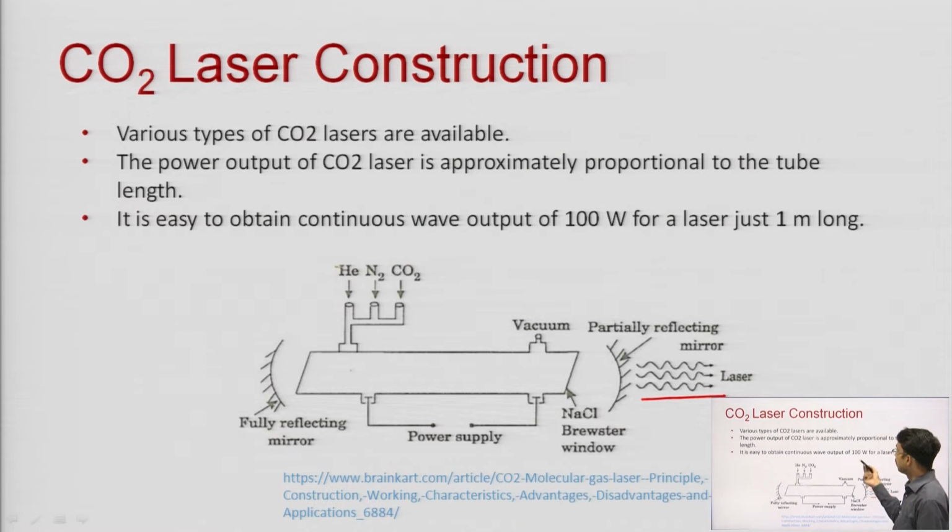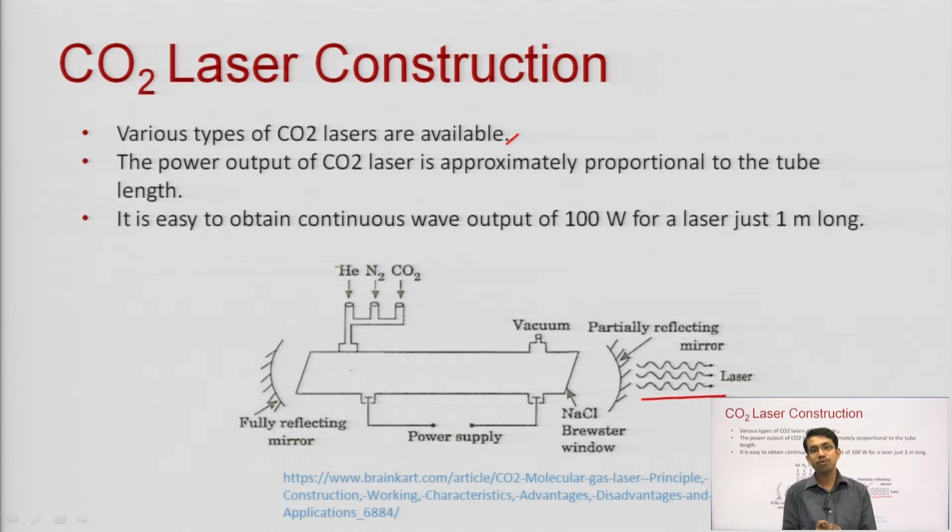Okay. Various types of CO2 lasers are available. The power output of CO2 laser is approximately proportional to the tube length. So, we can increase the power output by increasing the tube length. So, there are CO2 lasers of more than 10 meters of tube length constructed for this purpose. Also, it is easy to obtain continuous wave laser of around 100 watt output from only 1 meter long tube. Okay. So, we can get very high power output and that is why these lasers are used in industries.